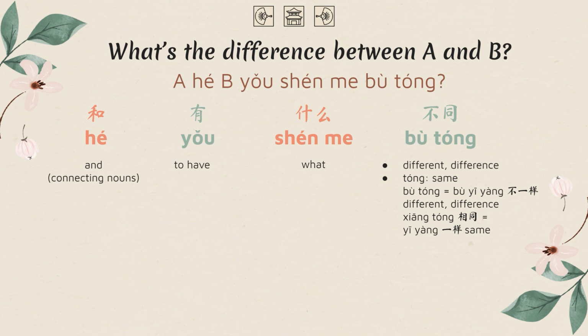Since 不 is used to negate things, 一样 means same. And another way to say same has 同 in it, 相同. So even though 同 by itself also means same, we don't usually use it by itself. We usually say 相同. 相同 and 一样, even though they technically mean the same thing, 相同 is fancier. 一样 is more casual sounding. So given this structure, how would you ask about the differences between the word 不同 and 不一样?